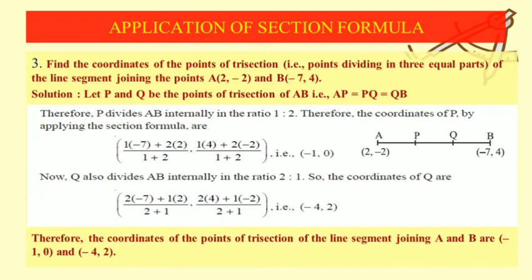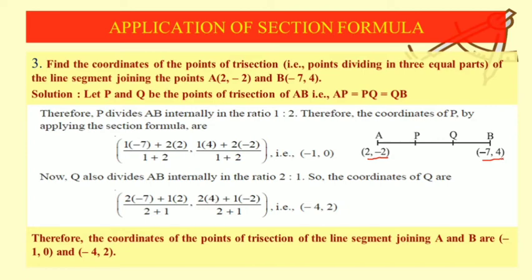Now moving on to the next question. Now this is a question: find the coordinates of the point of trisection. Now we have to find the coordinates of the points of trisection of the line segment joining this point and this. So we are given a line AB in which the coordinates for the point A are given as 2 comma minus 2 and the coordinates for the point B are given as minus 7 comma 4.